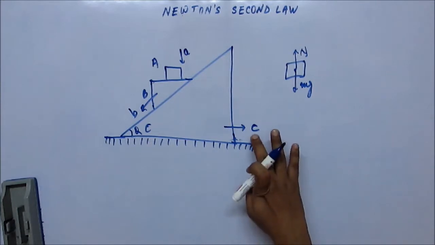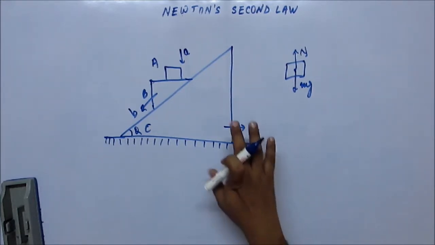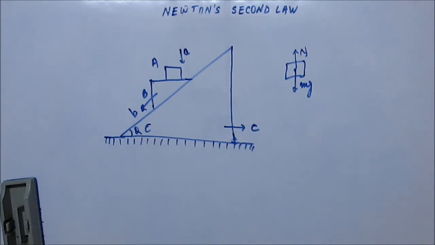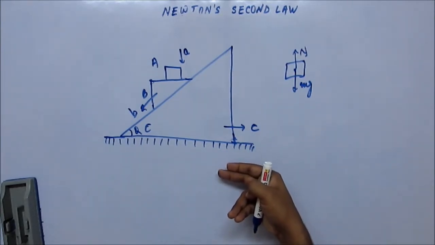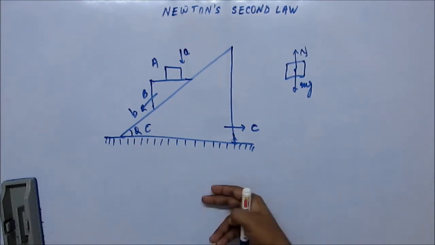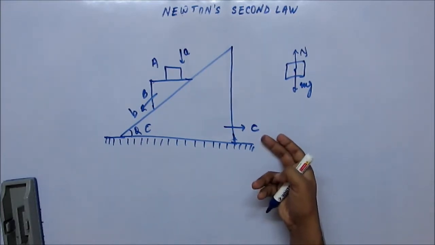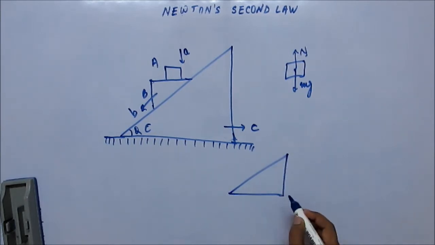Now, second question: why did I assume that this wedge will be going towards right? How do I get that feel? Why didn't I take C in the opposite direction? Even if I would have taken C in the opposite direction, that would not have hampered my answer. My answer would have come with a negative value. But why did I take the wedge acceleration towards right?